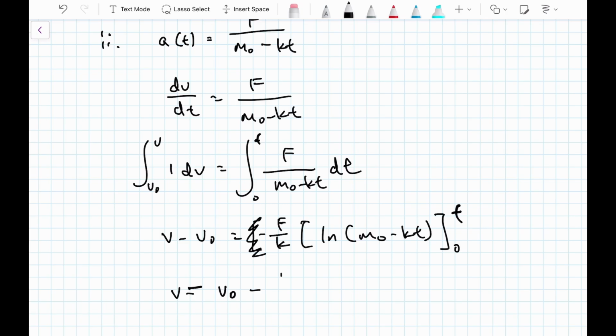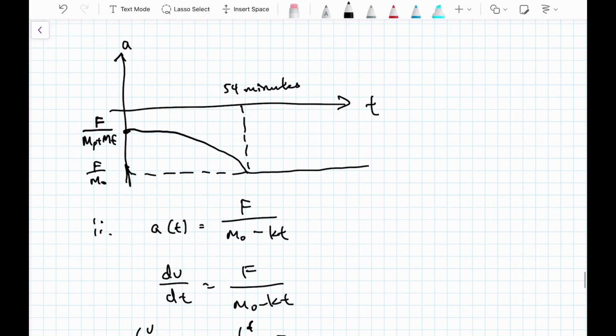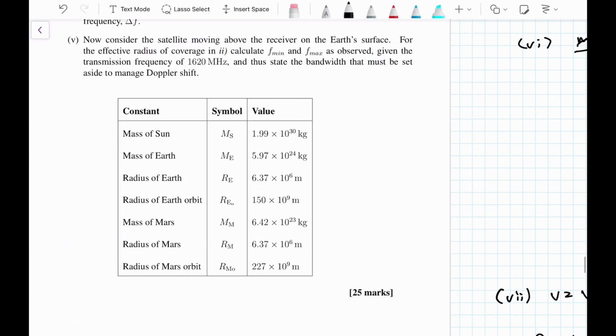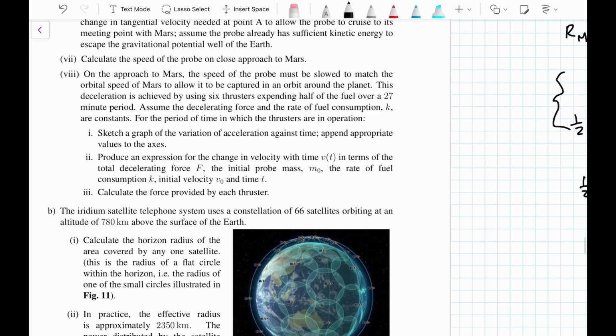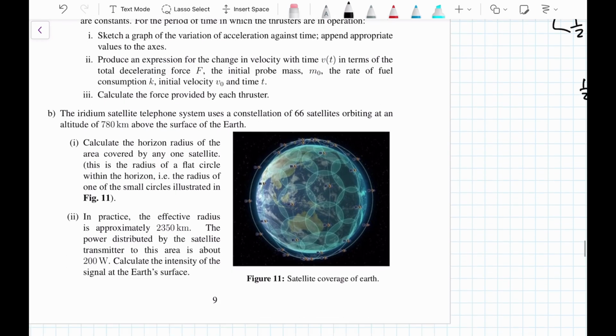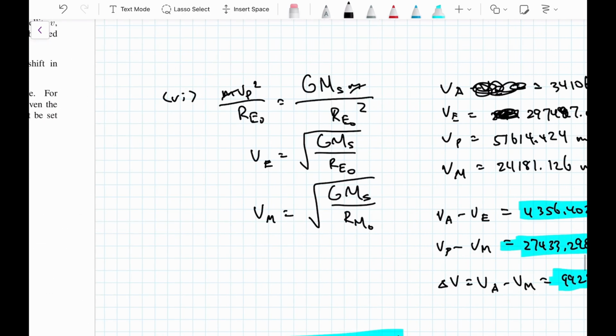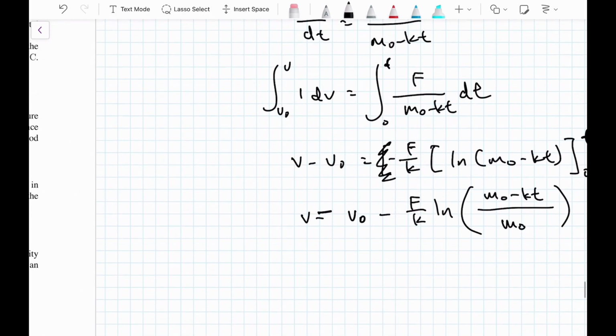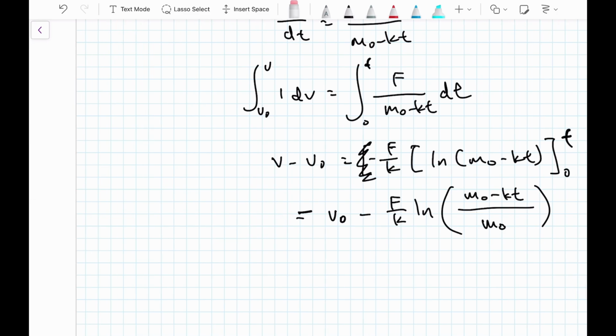V0 minus f over k ln of MO minus KT over MO. Okay, now that will be the VT in terms of total decelerating force. We have all the variables. Okay, that's perfect. However, there's one thing.